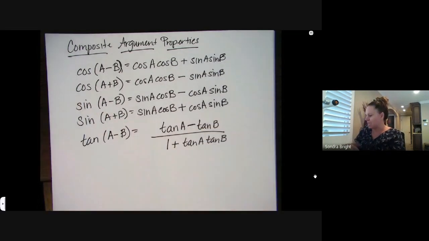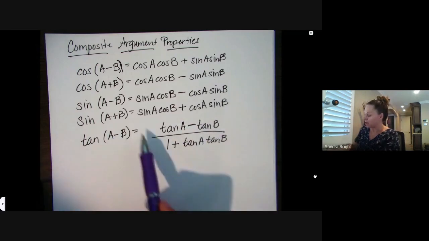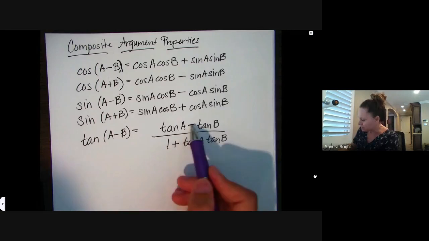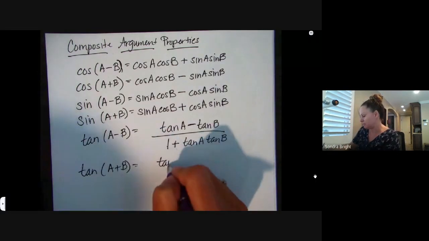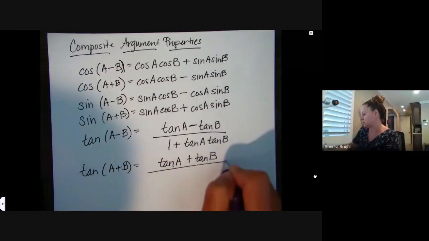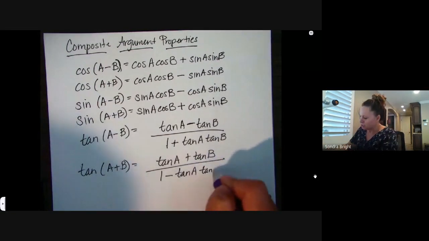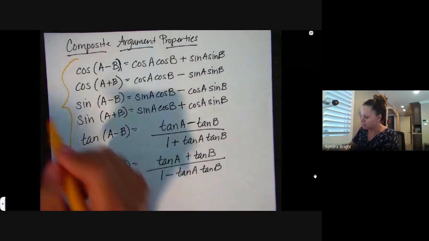And that's the pattern. I call it a fake distribute on top, because it's what you would get if you were to distribute. But then on the bottom, 1, if this is a minus sign up here, change it to a plus sign there, and then multiply them together. So tangent of A plus B, fake distribute: tangent of A plus tangent of B over 1. There's a plus sign here, so this is a minus, and then multiply them together. And yes, you must memorize them all.